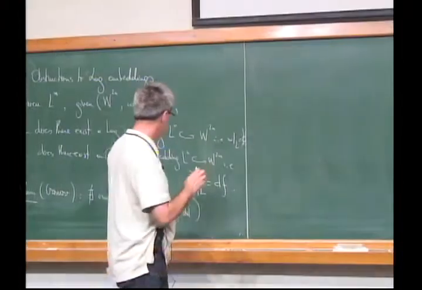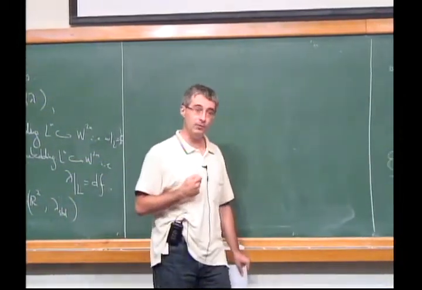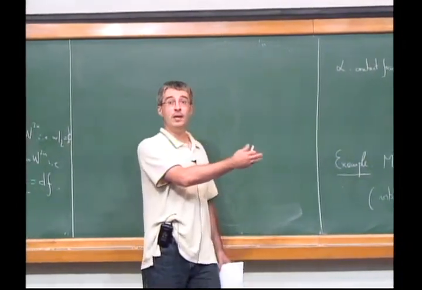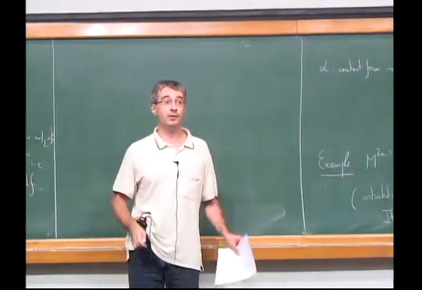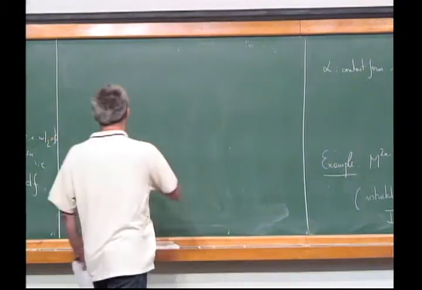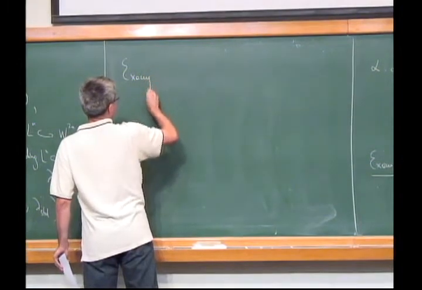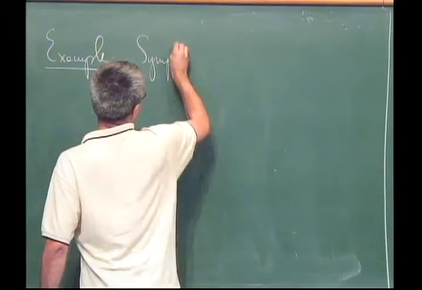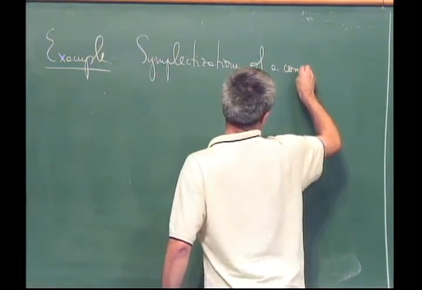But I want to describe now a construction that associates to a contact manifold a symplectic manifold. That's called symplectization, and that symplectic manifold is naturally exact. Just to serve as a kind of heuristic motivation that the world of exact manifolds is relevant maybe to contact geometry. So, example: symplectization of a contact manifold.